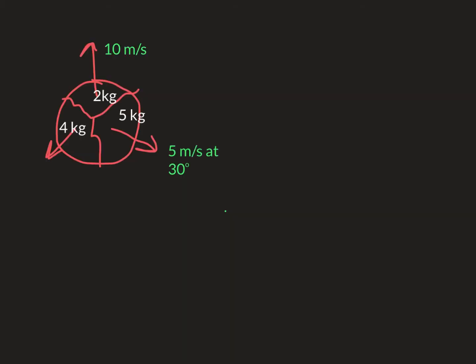So I gave our chunks some masses and I gave them some velocities. And what we need to do is find the velocity and the angle that this last piece goes off at. So that's basically what we're trying to do overall. And so we need to deal, like we said, with our X separate from our Y's, but no matter what, momentum is still conserved.